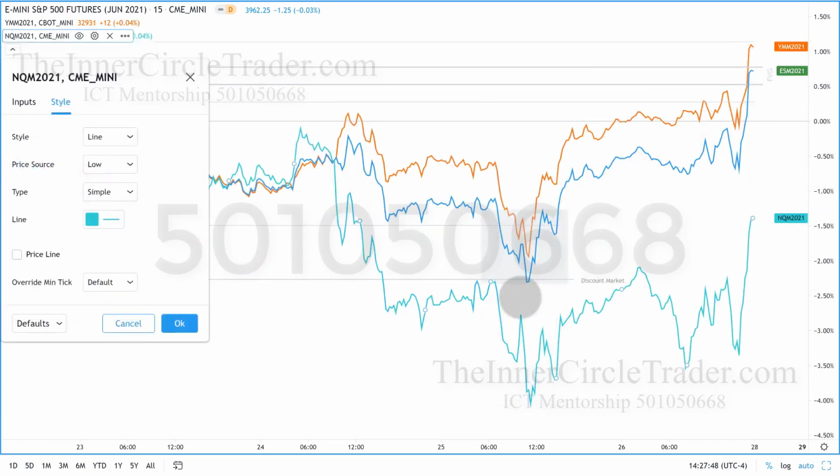When you click the compare tab, put on NQM2021, and it'll overlay that as well. And then make sure that you're showing the line chart on both the Dow, which is YMM2021, and the NASDAQ futures, NQM2021. And you're plotting all three of them, the E-mini S&P, the Dow future, and the NASDAQ futures. You're plotting them on the low with a line chart.